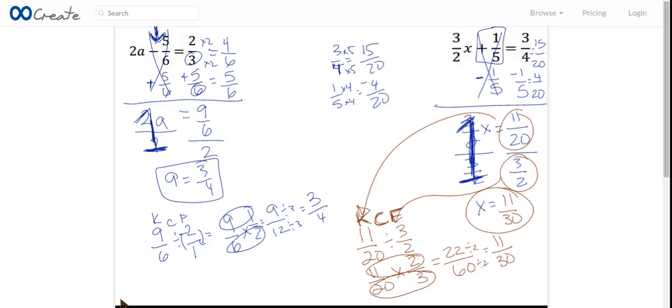Okay, so that's it for our problem solving with fractions and decimals and equations. I hope this has been really helpful, seeing me, hearing me talk about it, and being able to work at your own pace. If you have any questions, just raise your hand and let me know.